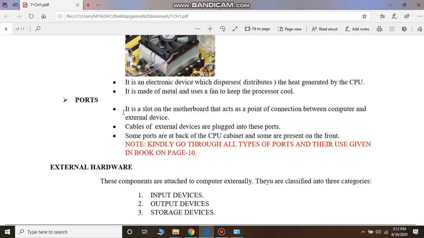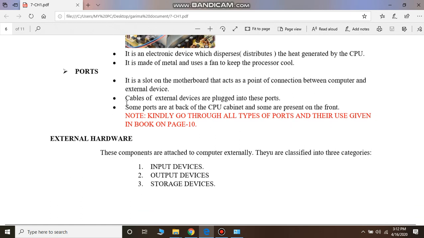Now next is ports. Ports means any slot on the motherboard through which you connect your devices to your computer. That is called a port. It is a connection between your computer and your external device. In the next video we'll be studying about different ports that you have on your computer.